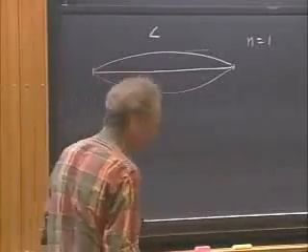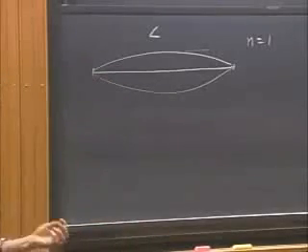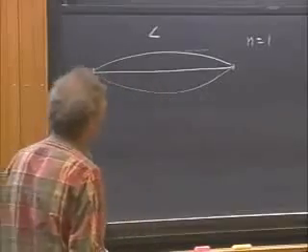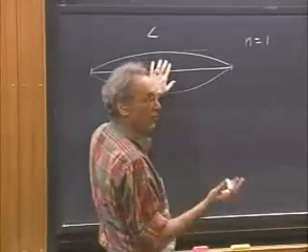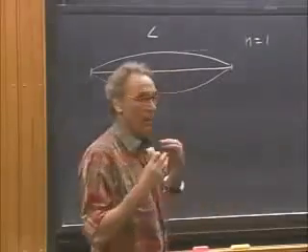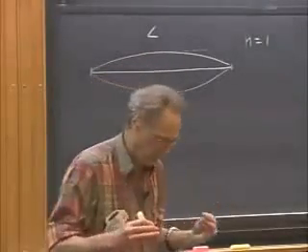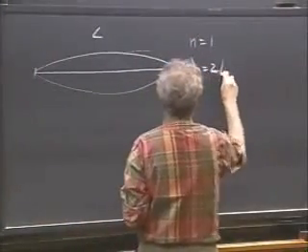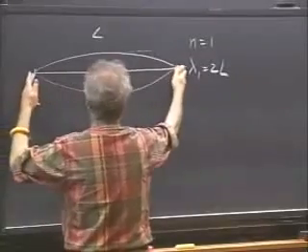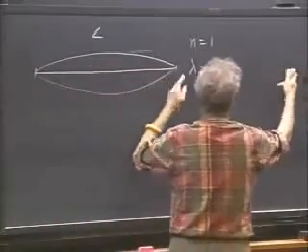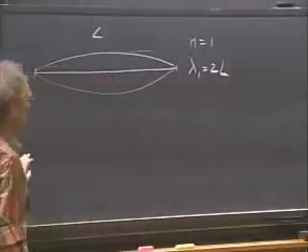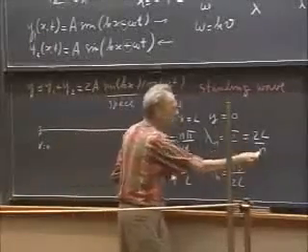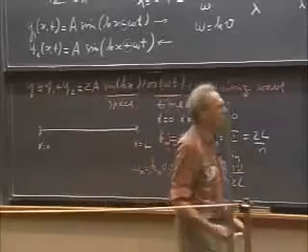We call this one the fundamental. It's the lowest normal mode, but we also call it the first harmonic. I will sometimes refer to this as a fundamental because I'm more used to that, but I will also refer to it as the first harmonic. Lambda 1 is 2L. That's just staring you in the face. In order to make a full wave out of this, you have to add this. So lambda 1 is 2L. And of course, when you look here, lambda 1 is 2L divided by 1. That's exactly what we had there.